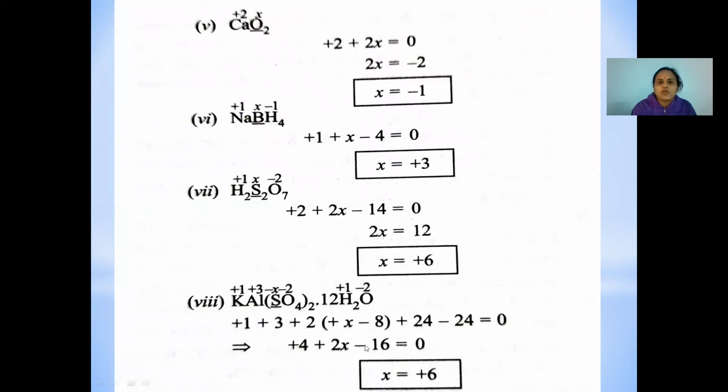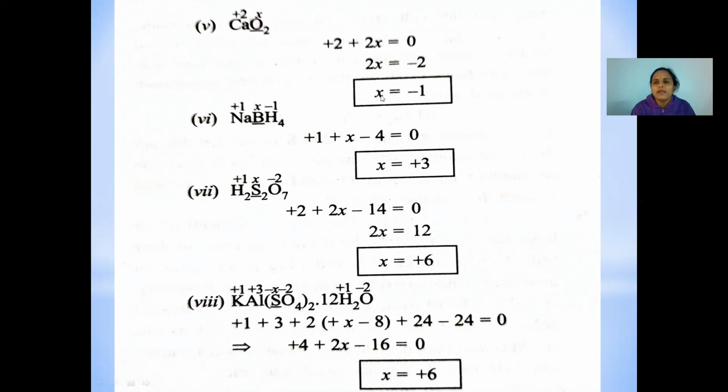Take the case of CaO2. Here you need to calculate for oxygen. Calcium is an alkaline earth metal, so it has an oxidation number plus 2. So plus 2 plus 2x equals 0, or 2x equals minus 2, x is equal to minus 1. So here oxygen is having oxidation number minus 1.